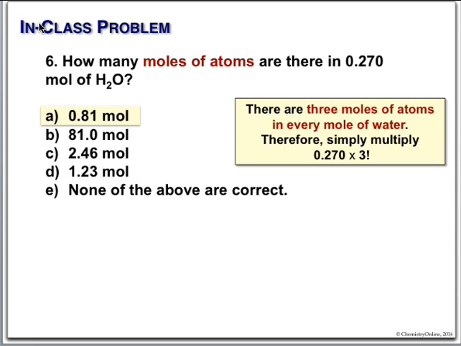In 0.27 moles of water, it'd be 0.27 moles of oxygen, wouldn't it? And there would be twice that many, so that's 0.54 moles of hydrogen. Add them all together, you get 0.81. Everyone happy with that?